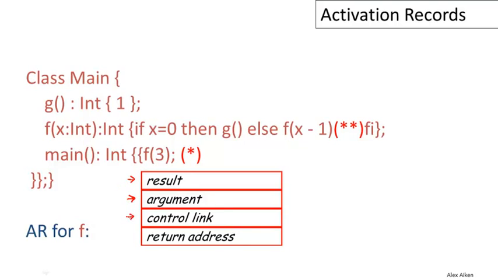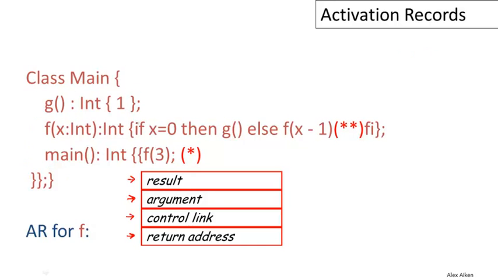There'll be a control link, so a pointer to the previous or the caller's activation. And we'll also have a slot for the return address. So the address in memory, or the address of the instruction that we are supposed to jump to after the execution of F completes. So now let's just execute this program by hand and work out what the activation records will look like on the stack.